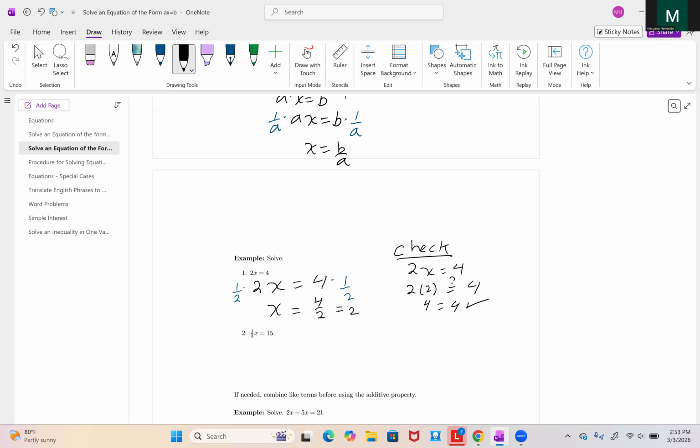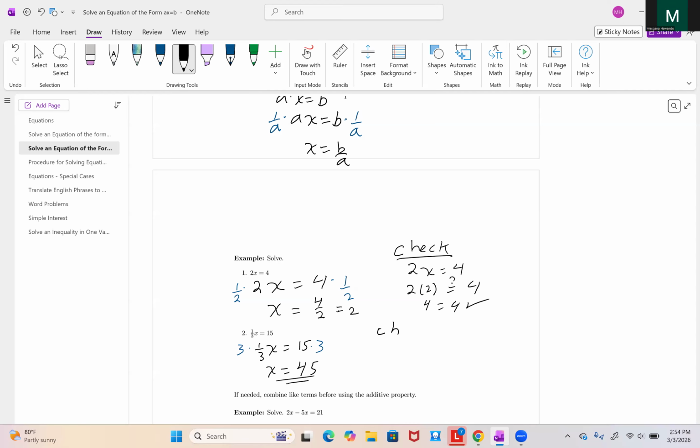Number 2: 1 over 3 x = 15. We have here, multiply both sides of the equal sign by the multiplicative inverse of 1 over 3. That number is 3. So this becomes 1 times x is equal to 15 times 3, which is 45.